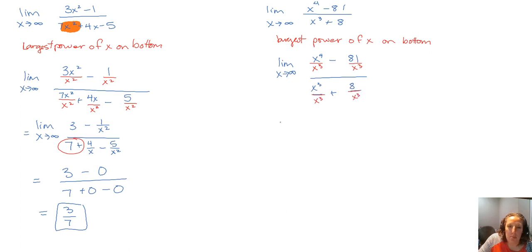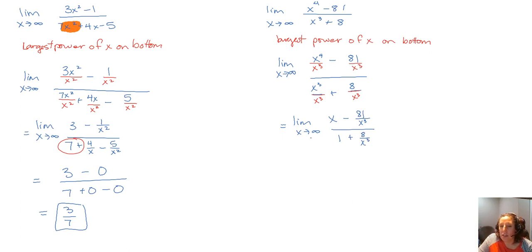And when we simplify each of those little mini fractions there, x to the fourth over x cubed simplifies to x. 81 over x cubed doesn't simplify at all. In the denominator, x cubed over x cubed is 1. And then 8 over x cubed doesn't simplify.